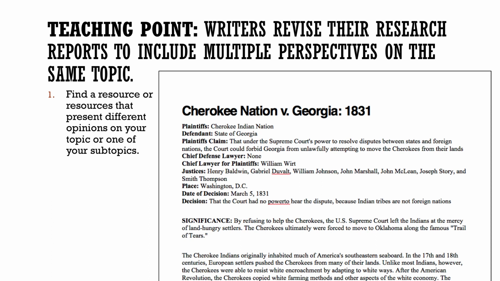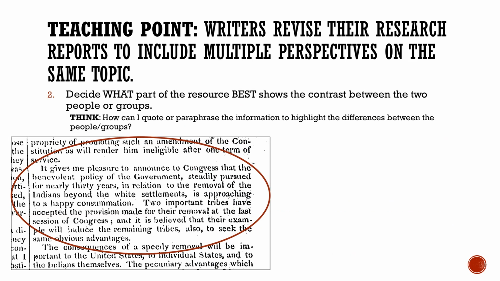Because Andrew Jackson, President of the United States, feels entirely differently about the Indian Removal Act than the Cherokee people. So I'm going to highlight that in my writing. All right, but step 2, I've got to really narrow it down. I have to decide what part of the resource is the best, what shows the contrast between the two groups or the two people. So I've got to think, how can I quote or paraphrase the information to highlight the differences between the groups or the people?